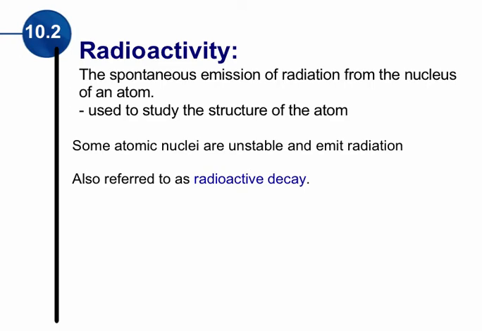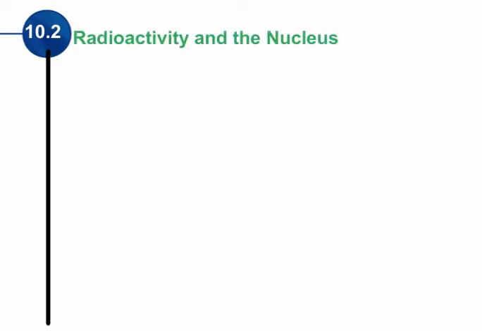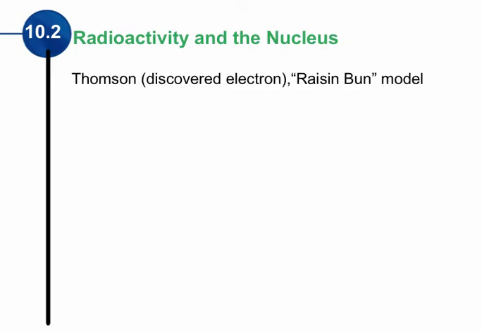Now, before we get into the model of the atom, let's look at some of the history of the model of the atom. And we've touched on this a little bit already. First of all, J.J. Thomson. He was the first to discover a subatomic particle, the negatively charged particle, the electron.